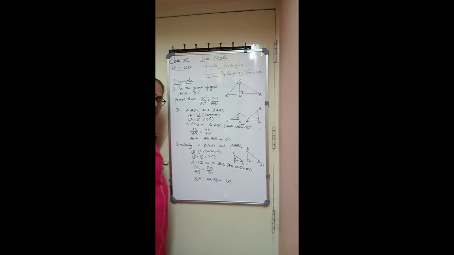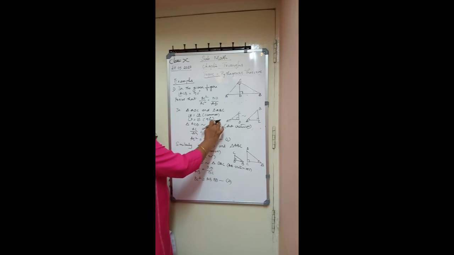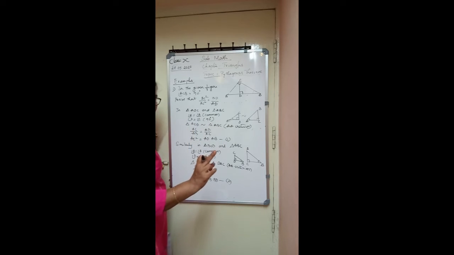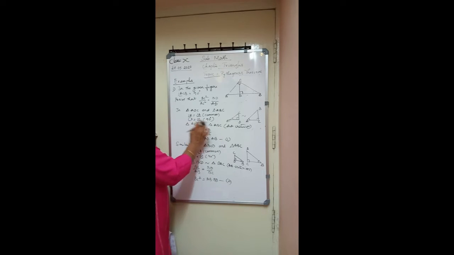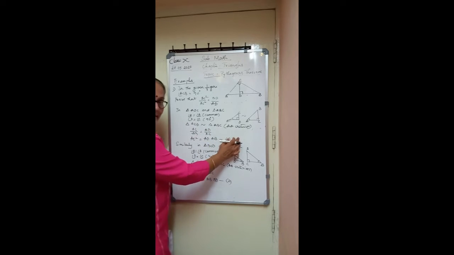When the two triangles are similar, corresponding sides are proportional. So AC is proportional to AB, AD is proportional to AC. Same order you have to write. On cross multiplying, AC into AC, AC square, is equal to AD into AB. Take this as equation 1.